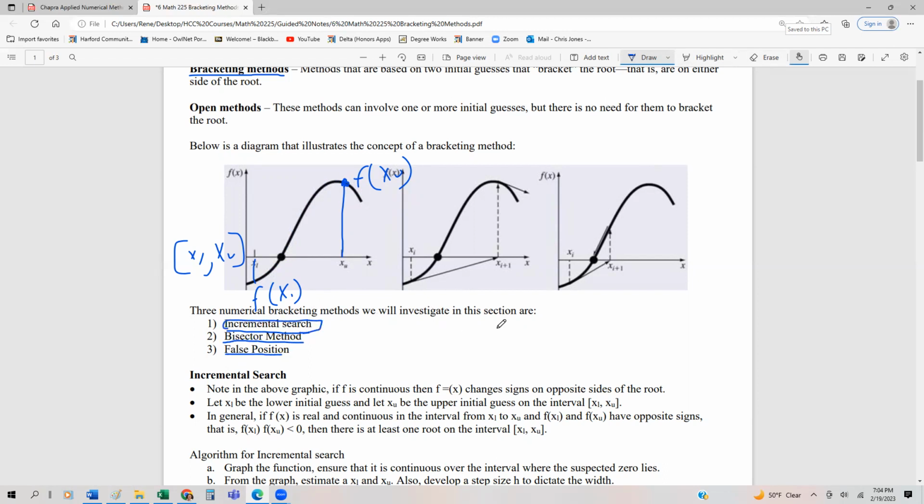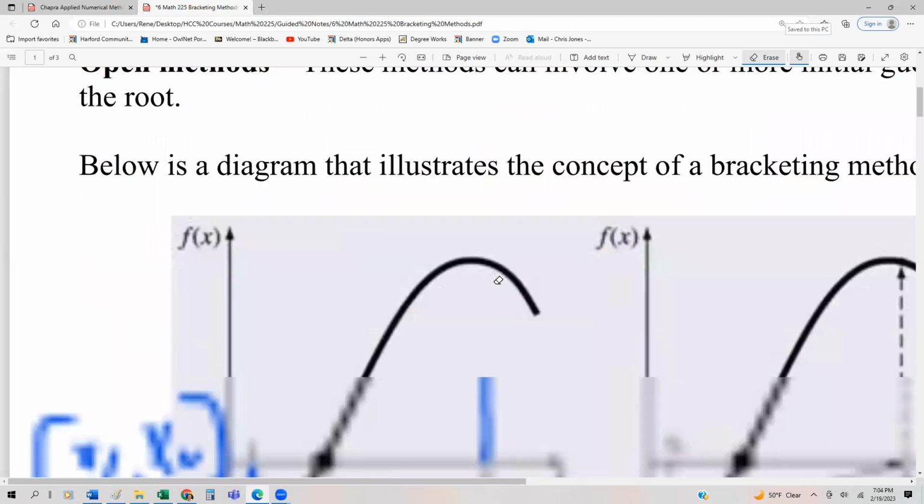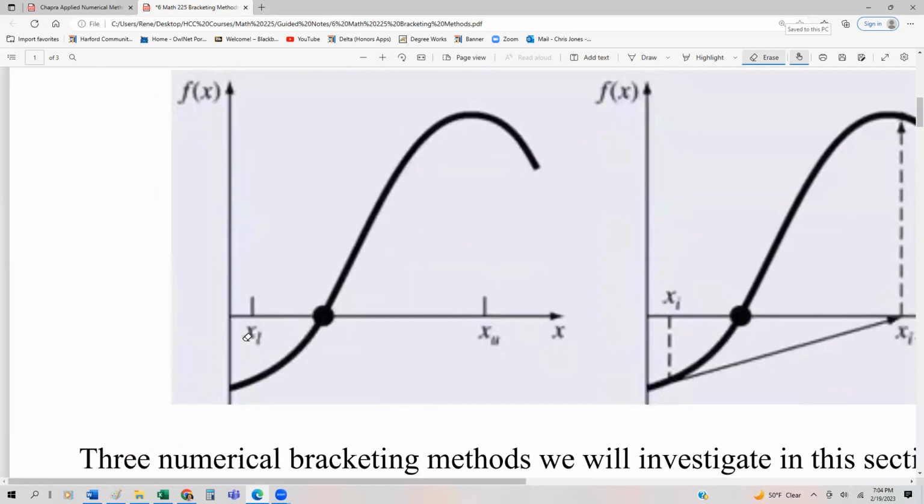I'm going to explain what that is, and then in the next video I'll code the incremental search for you using MATLAB and we'll explore it. So let me go ahead and geometrically explain what it is. Once again, we have an xl and an xu. This is our value up here, let's call that f at x sub u, and down here, let's call this f at x sub l.